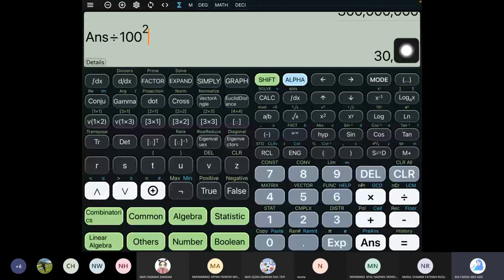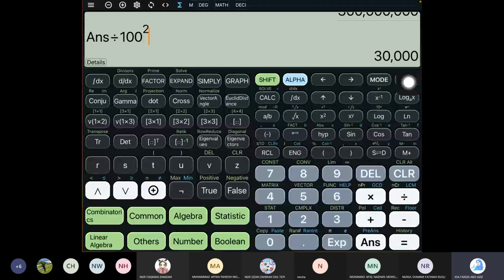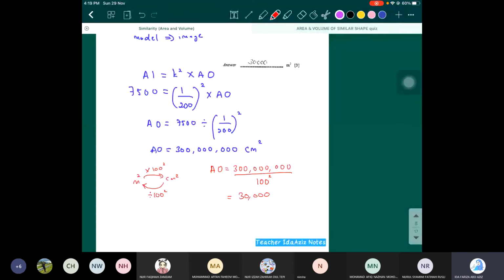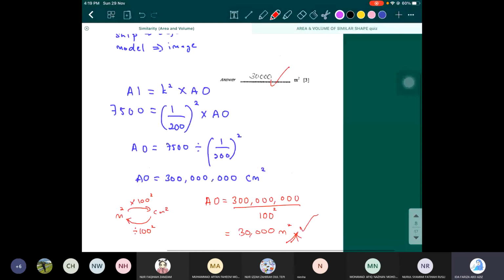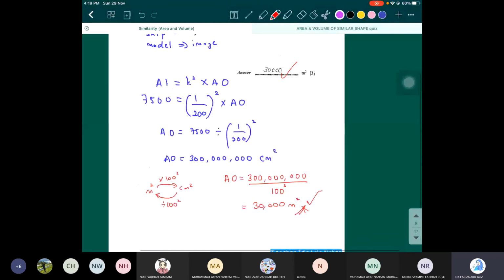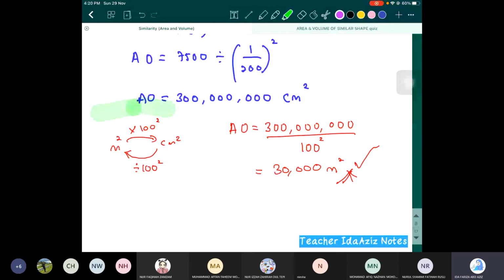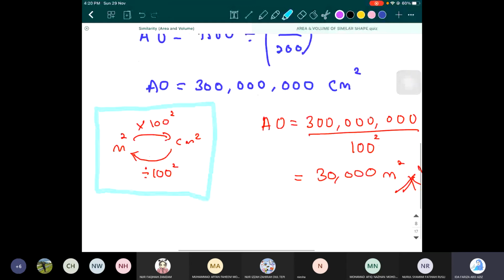We got 30,000. So the answer is 30,000 meter square. Is it the same as the answer? Same. Okay. So this is another important thing in this topic when you have unit conversion. Today we learned speed and acceleration, unit conversion is also important. So remember that when unit conversion involves area, you must square. You cannot just divide by 100, you divide by 100 square.